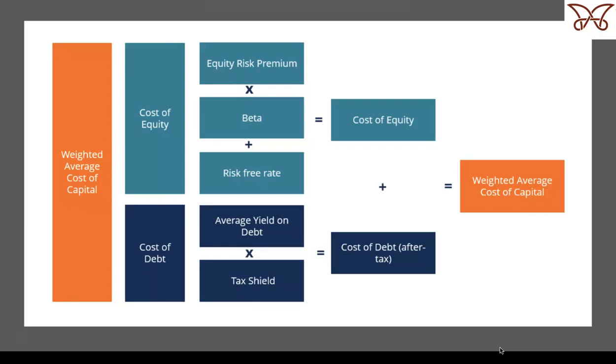For the cost of debt, if the company has any debt, we can find the yield on its bonds from the income statement or even the balance sheet. We multiply that by 1 minus the tax rate to get the tax shield, as interest payments are tax deductible. We simply add the cost of equity and the cost of debt in proportion to obtain the weighted average cost of capital, or WACC.